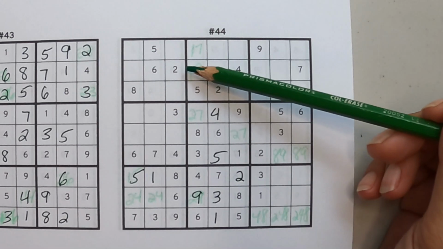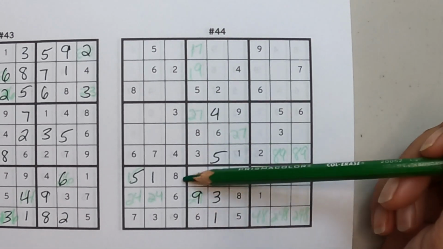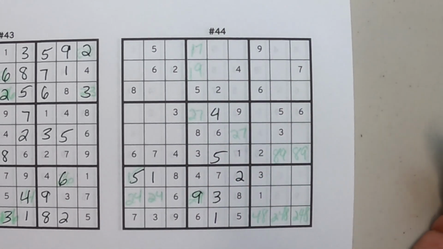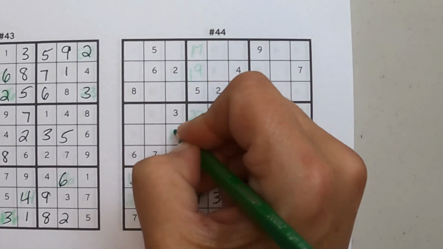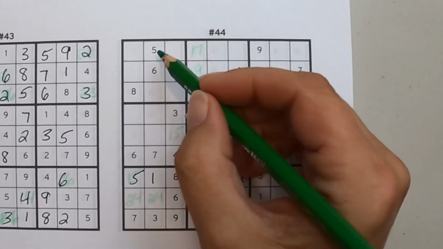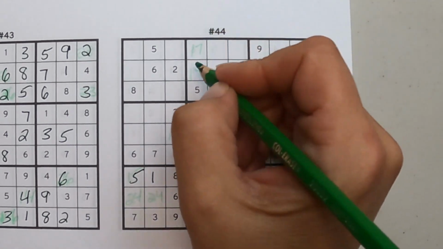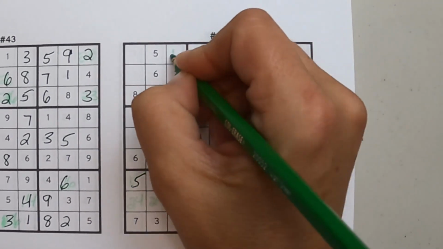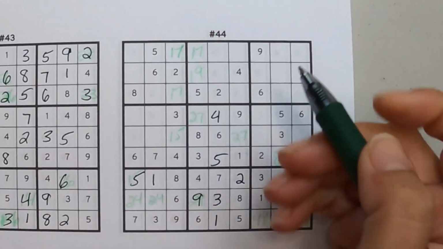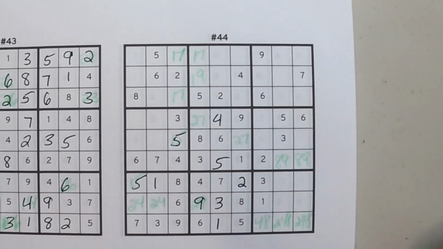For this column, we're missing 1, 5, and 7. Got a 7 here, so 1, 5. 5 covering both of these boxes. So 1, 7. That means that our 5 has to be here.